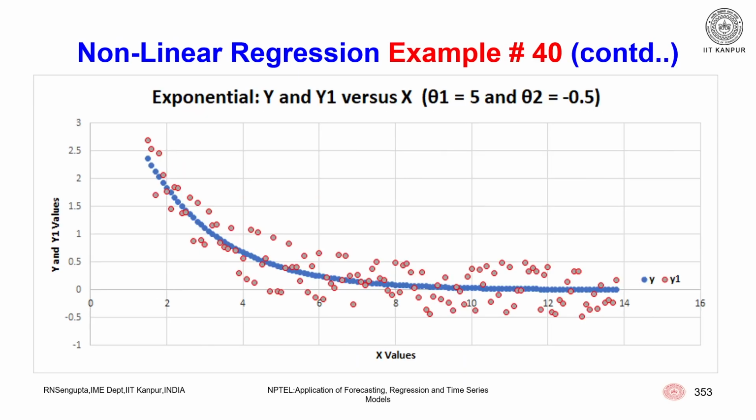So, this is for the exponential one, where we are plotting y and y1, where y is the best fit line, and y1, which are the red points, are the simulated data versus x, for theta 1 equal to 5 and theta 2 equal to minus 0.5.